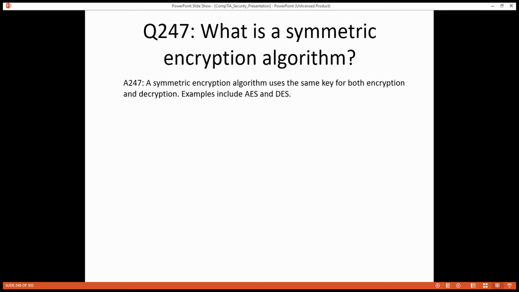Q247. What is a symmetric encryption algorithm? A 247. A symmetric encryption algorithm uses the same key for both encryption and decryption. Examples include AES and DES.